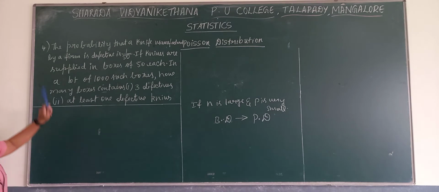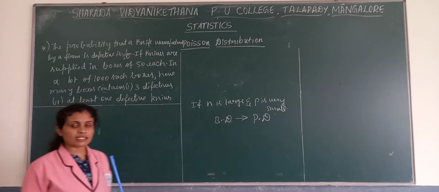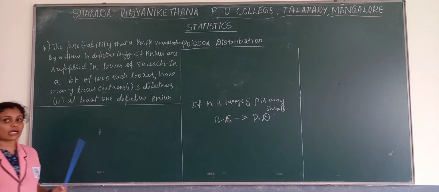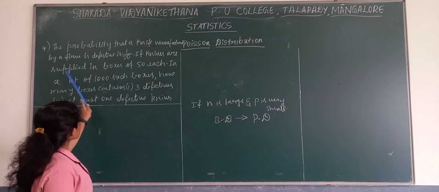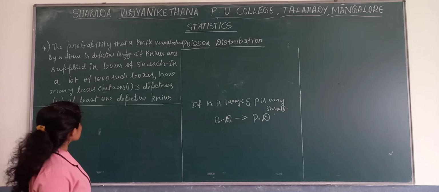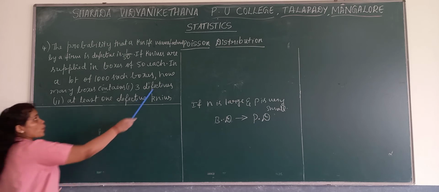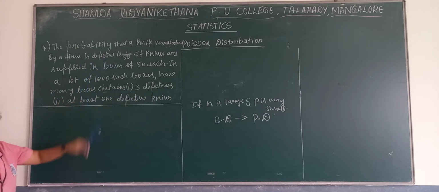Now, read this problem. The probability that a knife manufactured by a firm is defective is 1 by 50. See, here they have not given 'on an average'. Such a sentence is not there. That will come in a direct Poisson distribution problem. If knives are supplied in boxes of 50 each, in a lot of 1000 such boxes, how many boxes contain 3 defective and at least 1? Actually, this is a binomial distribution problem.